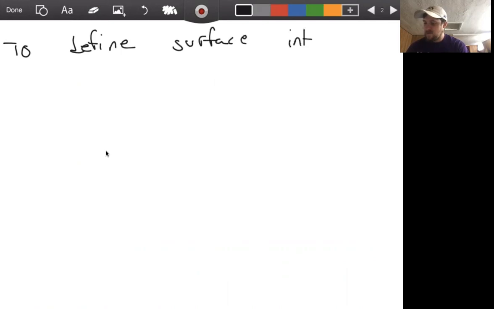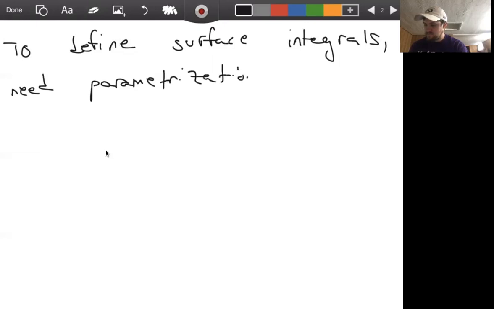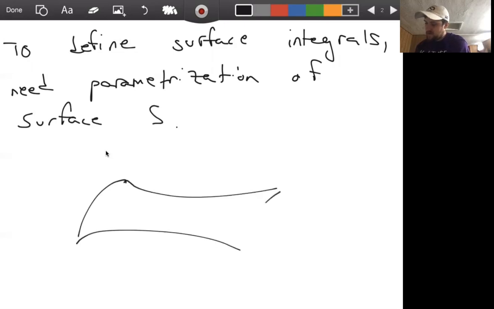And now this is true because we need a parameterization. So to define surface integrals, both scalar and vector, we need a parameterization of surface S. And so, let's imagine we have some surface. Say, here's my surface S. And I need to parameterize this surface.